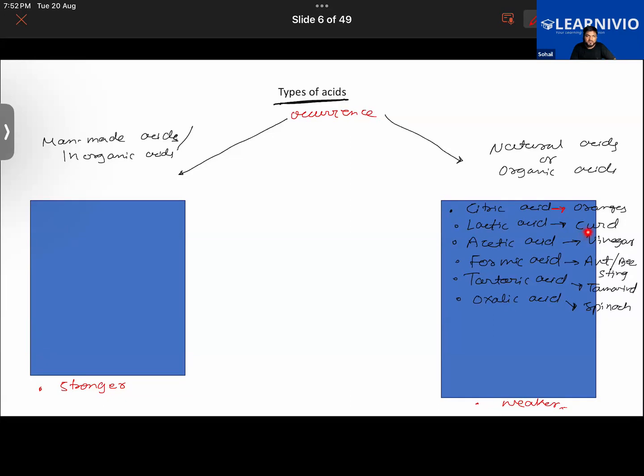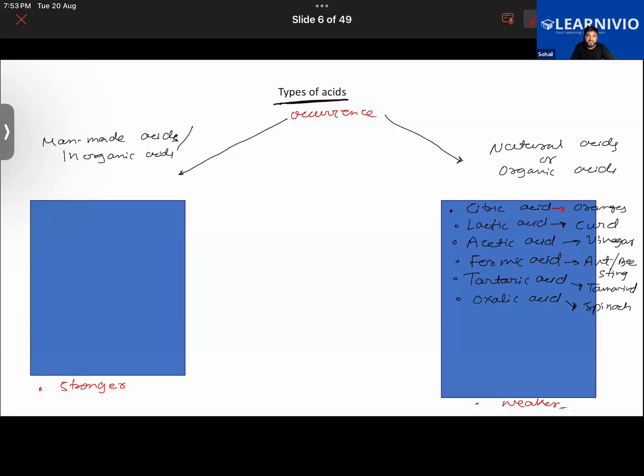Which bacteria converts milk into curd? Is it kind? No, sir. Lactic acid. Lactic acid? No, I'm asking about the bacteria now. Sir, which bacteria converts milk into curd?